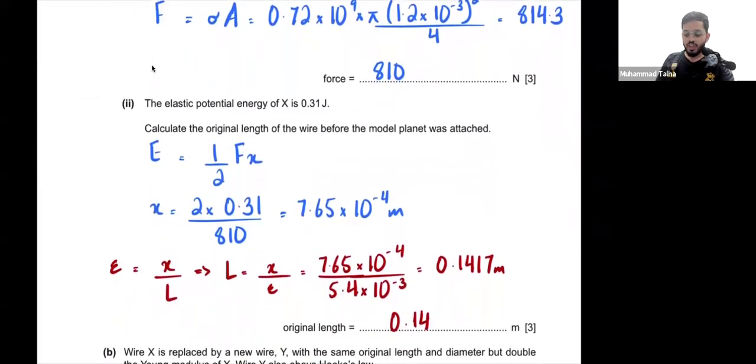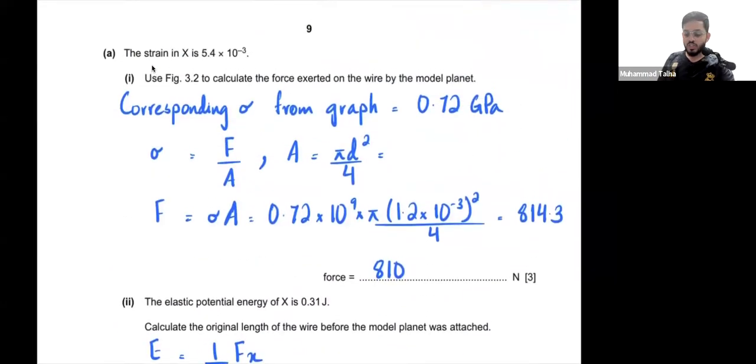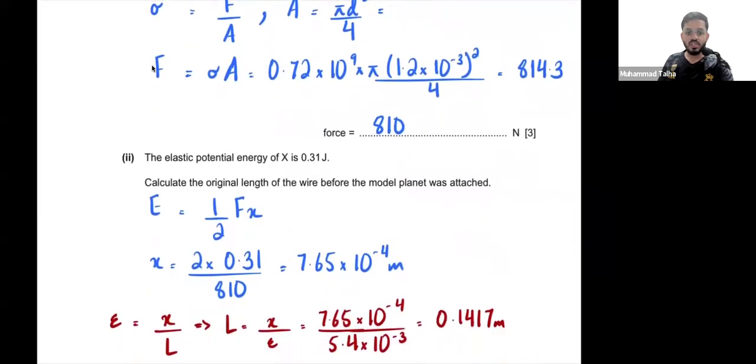Elastic potential energy of X is 0.31 joules. Calculate the original length of the wire before the model planet was attached. Since I am given the elastic potential energy, I can find out the force corresponding to that, right? So I have half Fx, and all right, so this part A was generic to both of these parts. So for the strain, whatever force I found out is going to be used now in part 2. So I have force is 810, and I can find out the extension. Extension turns out to be this.